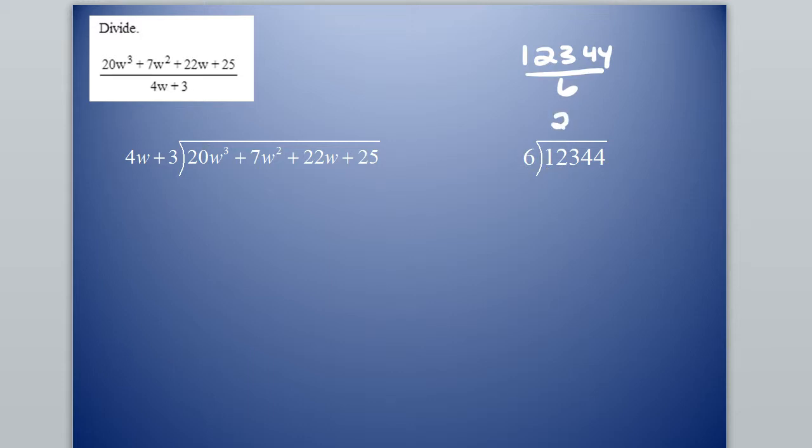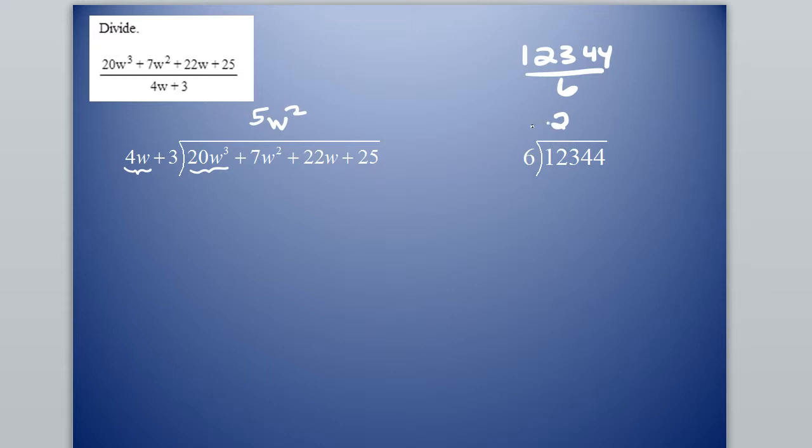Over here, we do the same sort of thing. We try to figure out how many times 4w goes into 20w cubed. And ultimately, you're asking yourself the question, what do I multiply 4w by to get 20w cubed? And the response to that would be 5w squared.